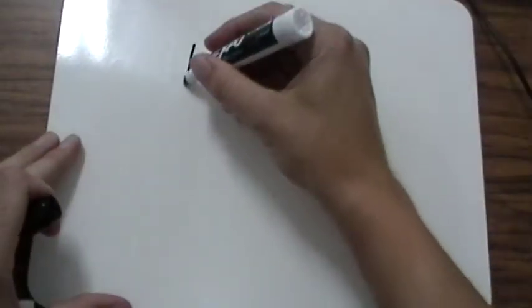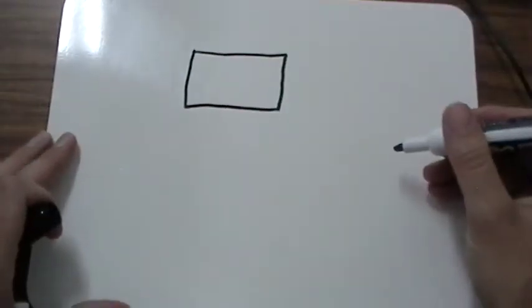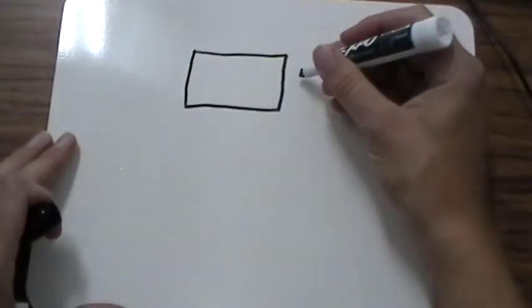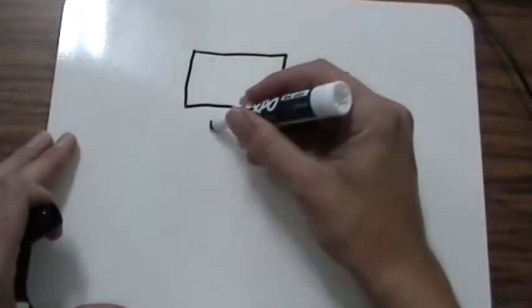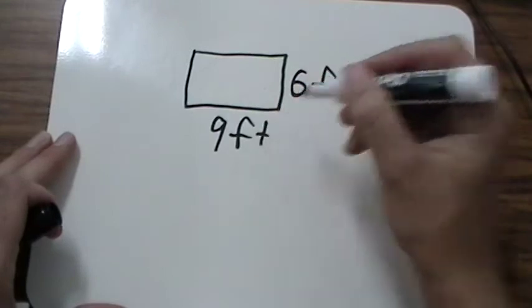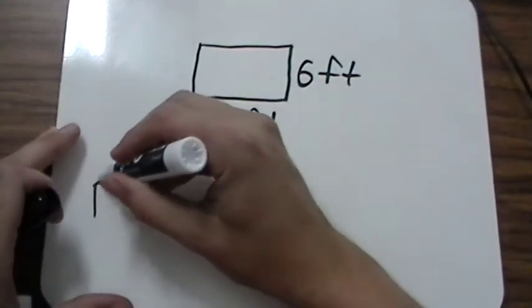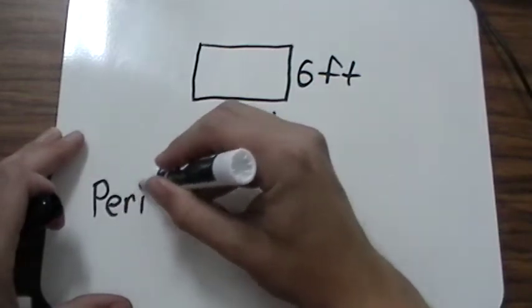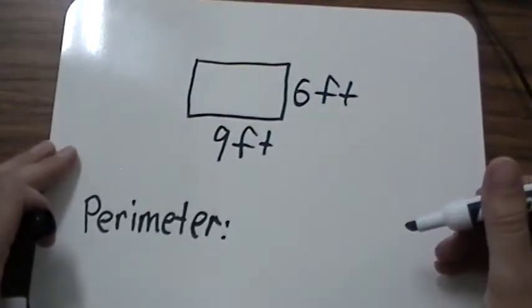Now we're going to be working on geometry, okay? So let's draw a little shape. I've got a little shape. And I'm going to say that this side is 6 feet, and this side is 9 feet. And I want you to find the perimeter.